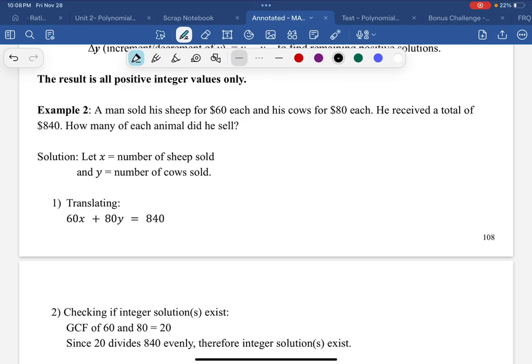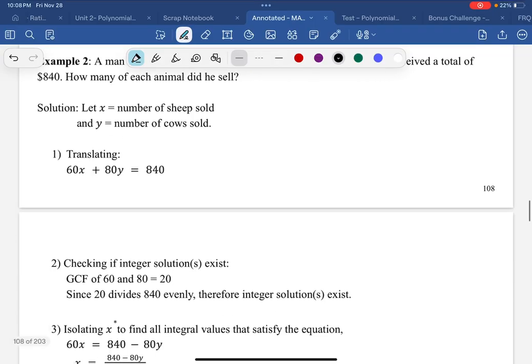He received a total of $840. How many of each animal did he sell? All right, so we're expecting whole number values. We're not going to get any negative numbers. We're not going to get half of a sheep. Whether or not that's possible, based on how you consider things, let's just assume whole number sheep and cows. The translation, I think, is pretty straightforward.